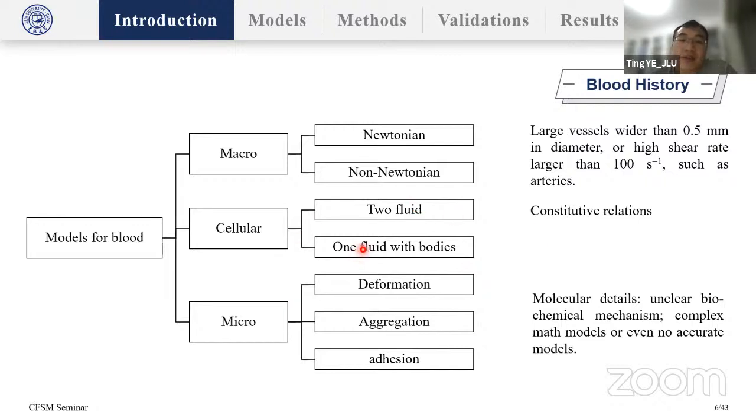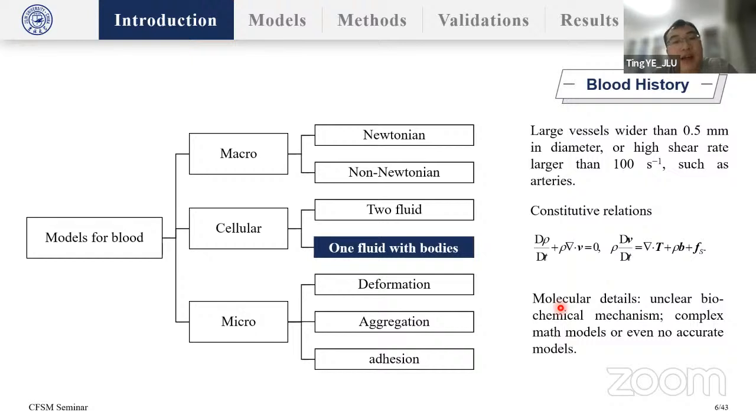At the cellular scale, there are 2 models, 2 fluids, and 1 fluid with bodies. At the micro scale, cell behavior in particular was investigated, but it's quite challenging because of unclear biochemical mechanisms, complex mathematical models, or even no accurate models. In our work, we focused on the cellular scale and want to describe the cell behavior. So we use the immersed boundary model with 1 fluid and bodies. These are the governing equations. So for such a model, how to numerically solve it?